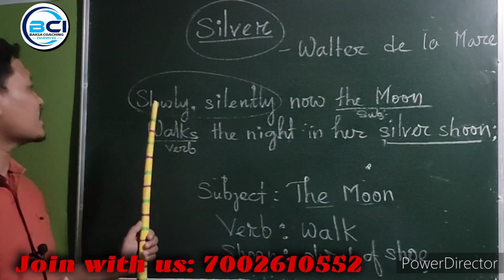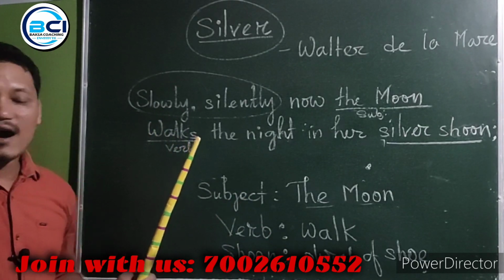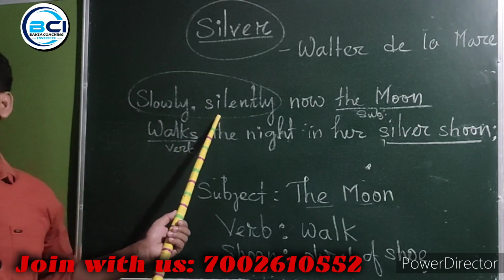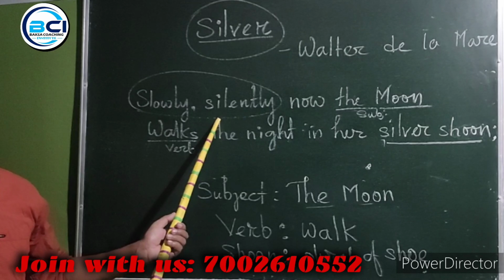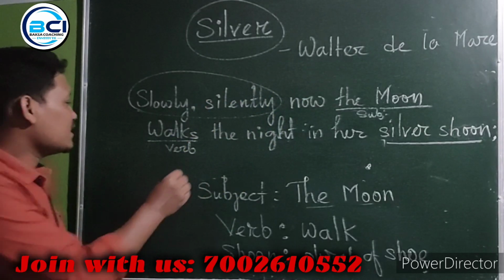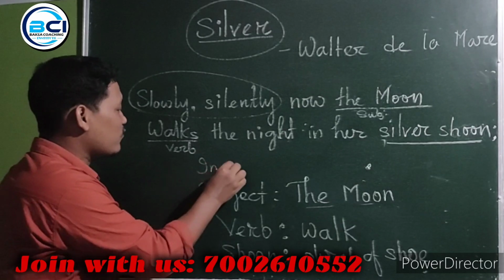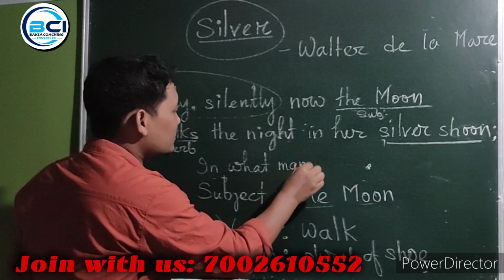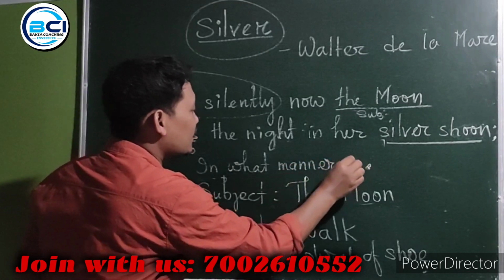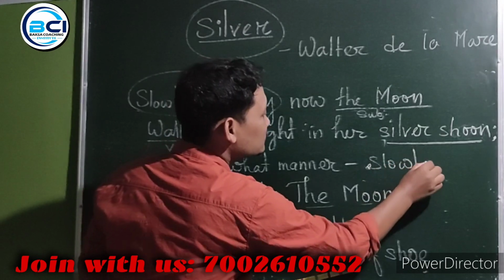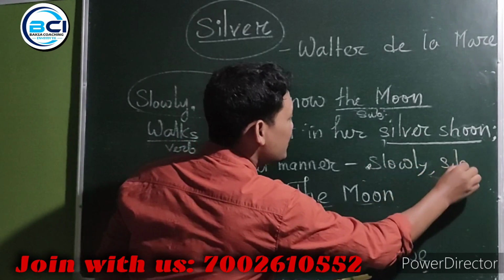Slowly. And silently means without any words. She is not speaking anything at all, right? That means in what manner? In what manner? It means slowly and what? Silently. Right?